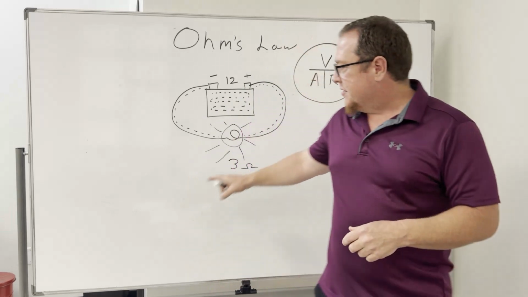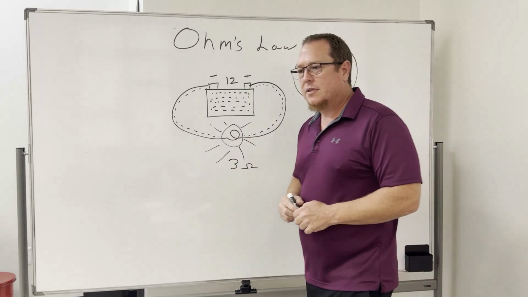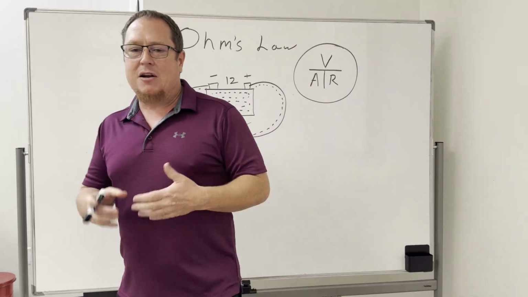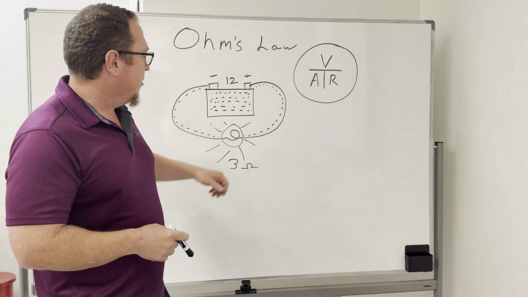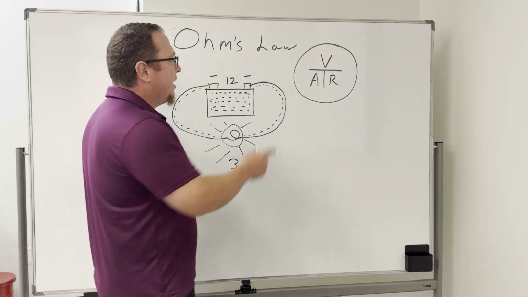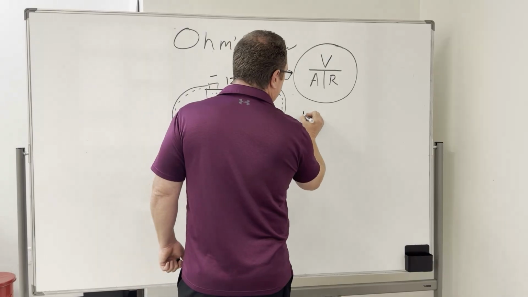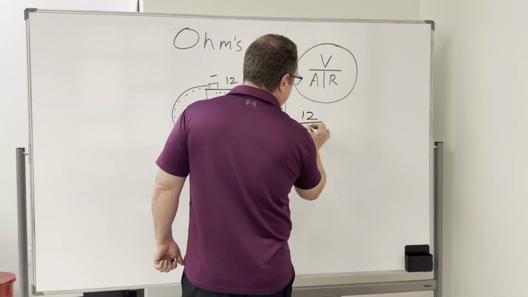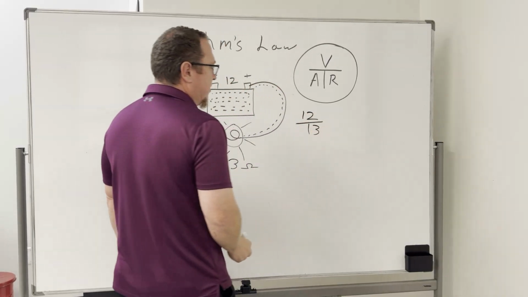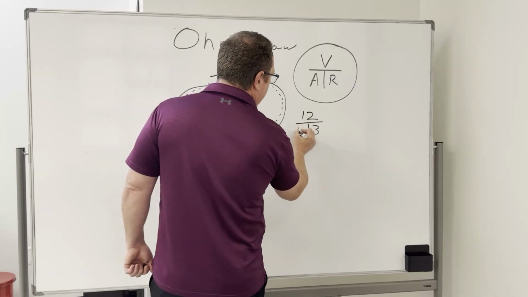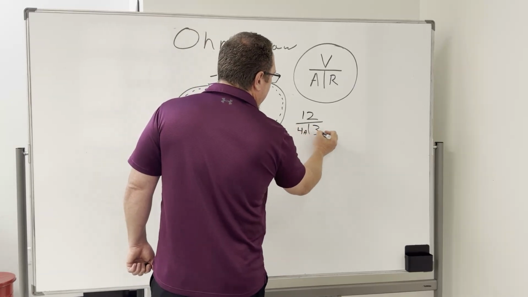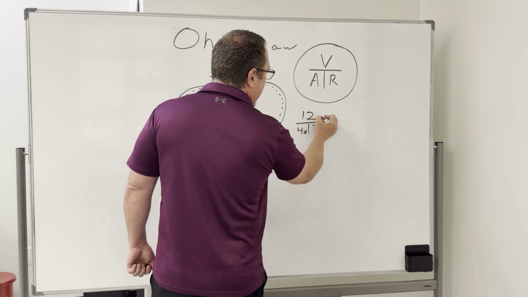We use the omega symbol for ohms. So I have a battery with 12 volts. I have a light bulb with 3 ohms. We can plug that into my math equation over here. 12 volts divided by 3 ohms of resistance means there's going to be 4 amps that is going to flow through that circuit.